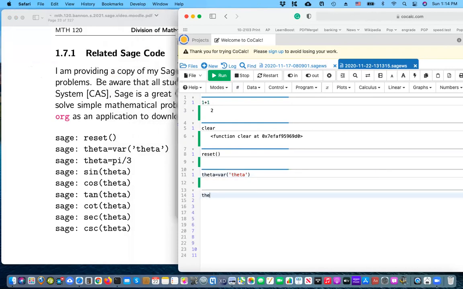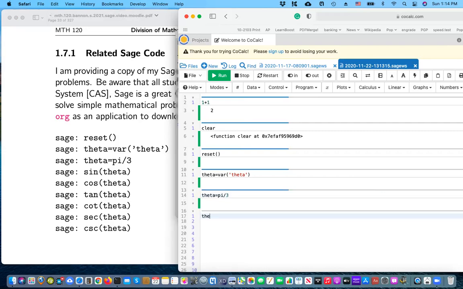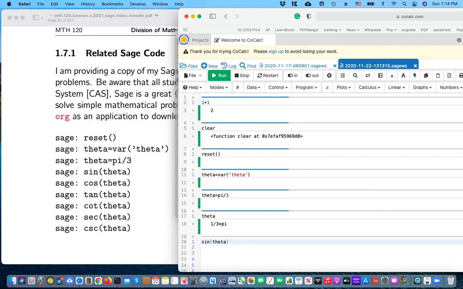Then I'm going to set theta equal to pi divided by 3. Remember, shift return. So if I type theta now, what's going to return? Shift return, pi over 3. That's 1/3 of a pi, by the way. Sine theta, I'm hitting the shift button, return. So forth and so on. Yes, you should do it by hand. Here's the deal though. We're trying to introduce to you a computer algebra system.